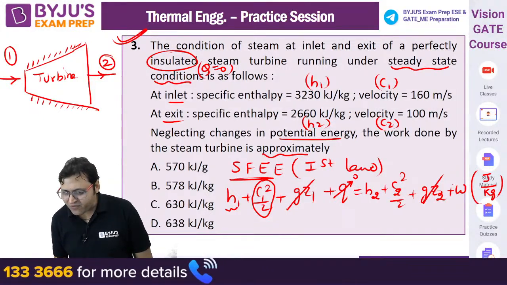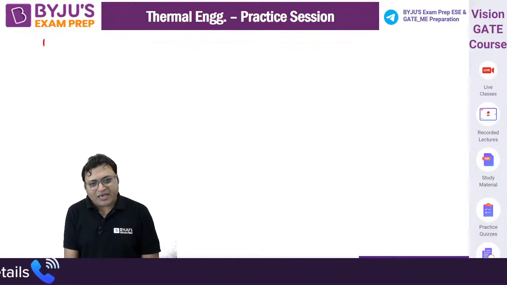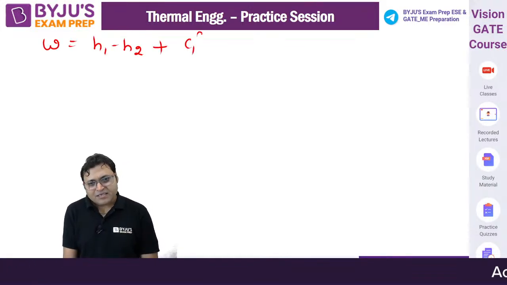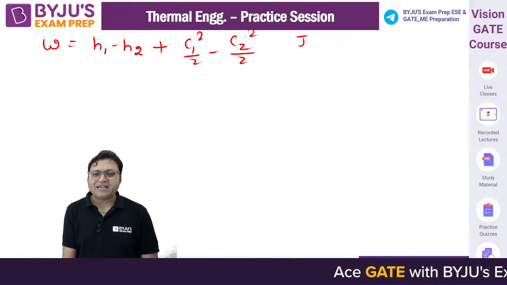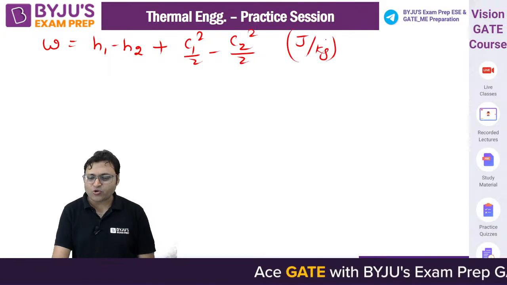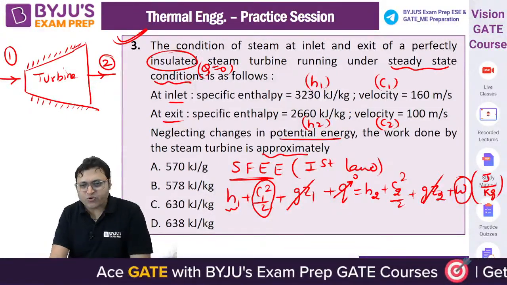So from here we can say work done by the turbine, work developed by the turbine, W is equal to H1 minus H2 plus C1 square by 2 minus C2 square by 2. That is joule per kg. Options are in kilojoule per kg, so we will convert it into kilojoule per kg.